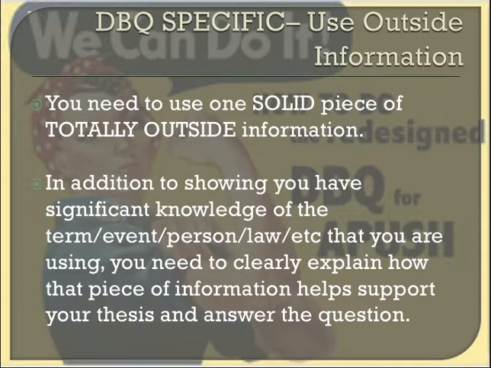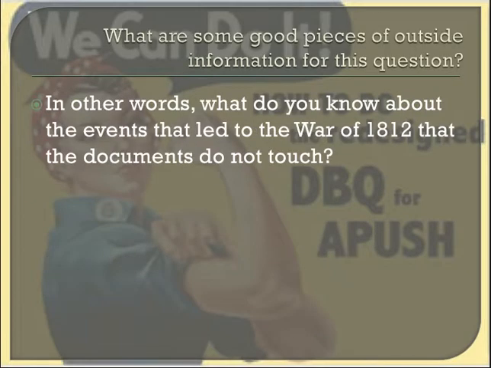So just like you would use a document to help support your thesis, you use this piece of outside evidence to support your thesis as well. In other words, what else do you know about the War of 1812 that's not included in the documents that you're given? This is of course going to be contingent on the documents you have at your disposal. When we work with this particular DBQ, you're going to be given documents, and looking for outside information will be essential.